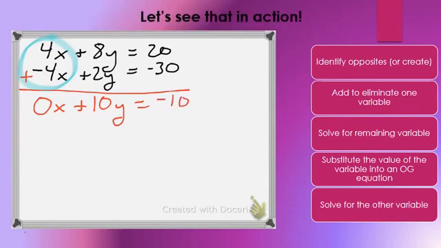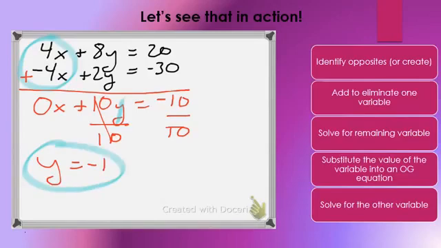We go to step 3, which is to solve for the remaining variable, which will be y in this case. We solve for y by dividing both sides by 10. y will equal negative 1. Save that, you're going to need that for step 4. Step 4 is to substitute the value of the variable into one of the original equations. It doesn't matter which one; I'm going to use the first one. All positives, I like that.